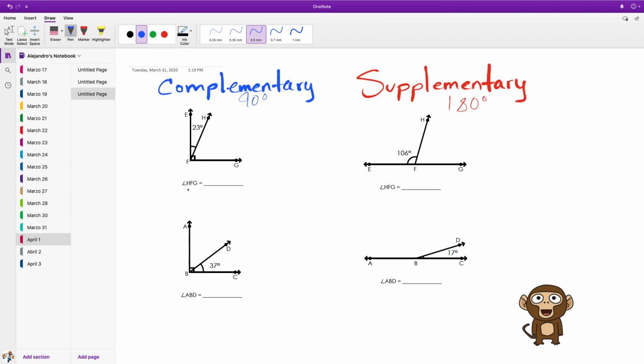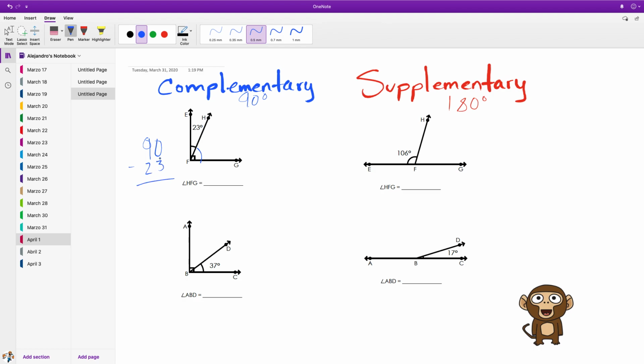Okay, so here this is what I'm trying to find. I'm trying to find the measure for HFG. I don't know the measure for this one, but how do I get it? Yes, doing a subtraction, right? So it's gonna be 90 because as you can see, here's a 90-degree angle. This is complementary. So 90 minus what? I know the measure for EFH. EFH measures 23 degrees.